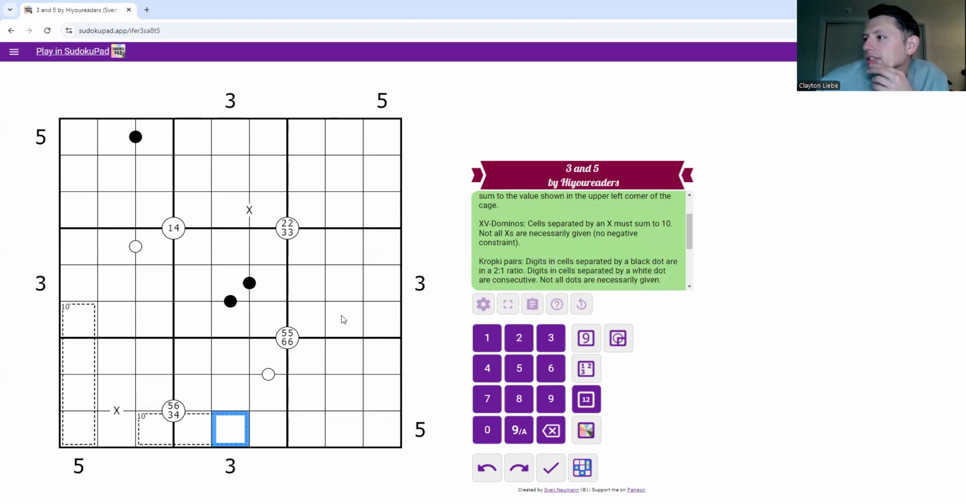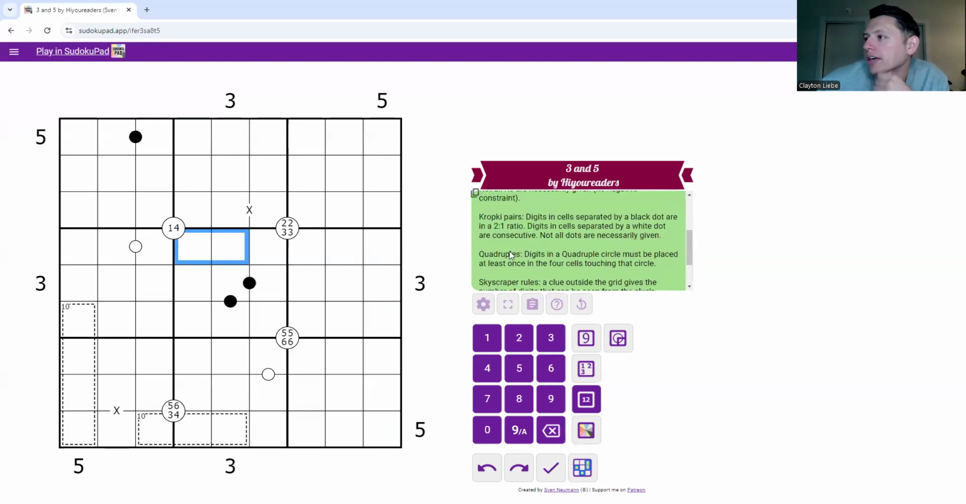XV dominoes: cells separated by an X sum to 10, cells separated by a V sum to 5. There's no negative constraint. And actually, there's no V's. That's not even in the rules. Sorry. Kropke pairs: digits separated by a black dot are in a 2-to-1 ratio. If this is 2, this is 4. And digits separated by a white dot are consecutive. 1, 2, 2, 3, anything of the sort.